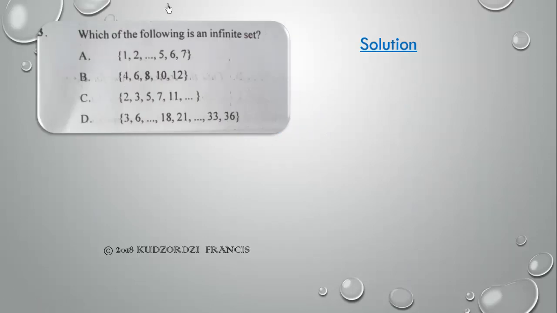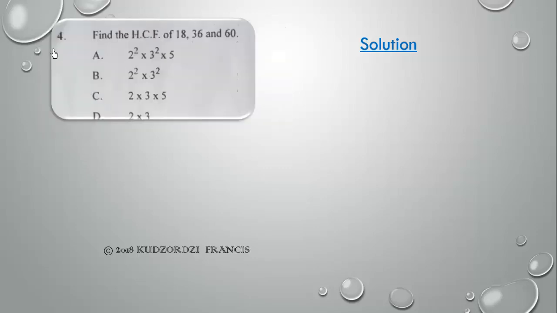Which of the following is an infinite set? So a set whose elements we cannot count all is an infinite set. So this one we can count all except C. So the set C, we can count all the elements.